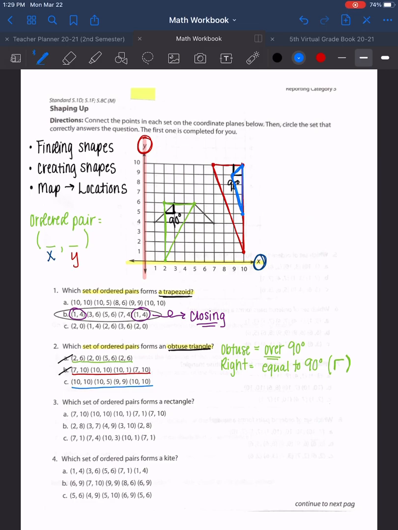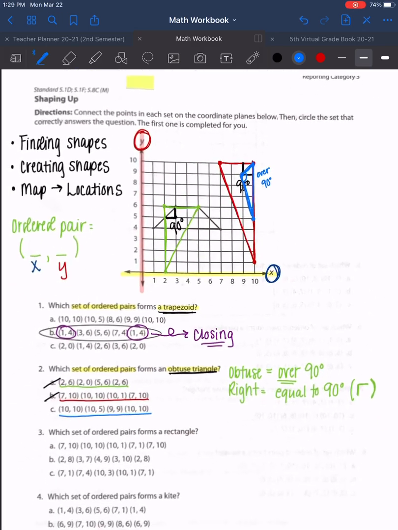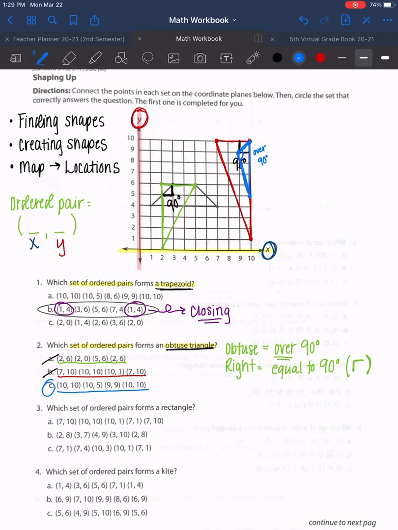So here we are with our little blue triangle. I'm going to zoom in on it for you guys so you can see that this angle here is not acute because it's not tiny, and it's not right because it's not exactly 90 degrees. It's actually over 90 degrees. So this one is indeed our answer choice for an obtuse triangle.